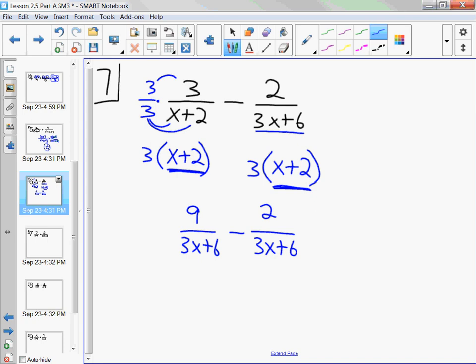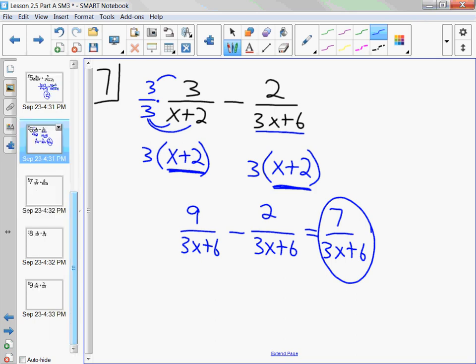And since I have my common denominator, I subtract. 9 minus 2 is 7 over 3x plus 6. And that right there is my answer. Pause it and do number 8.